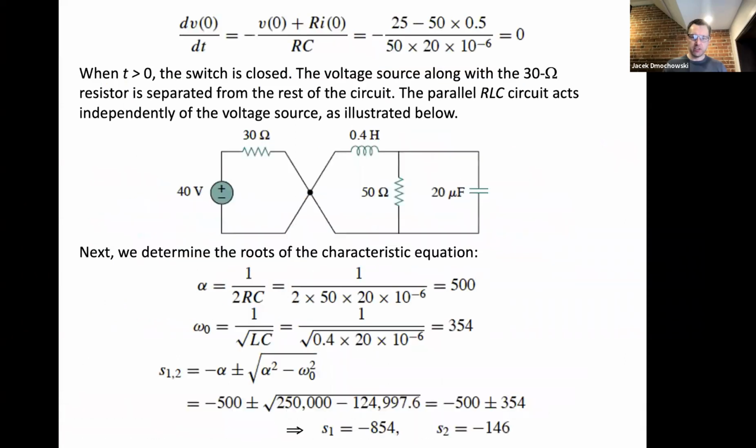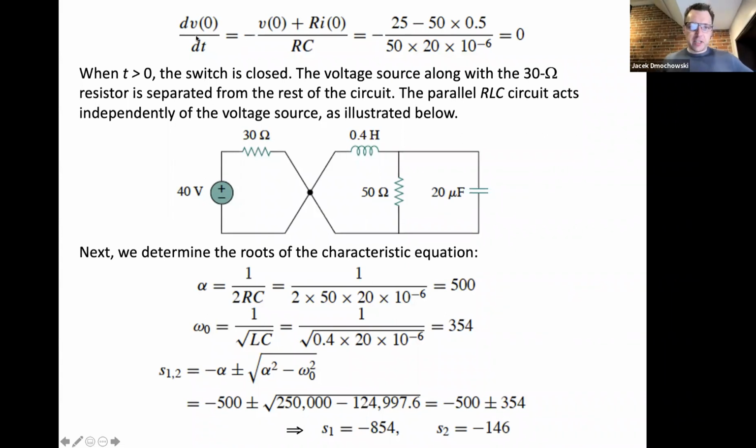This is why I talked about it earlier. I'm not particularly thrilled with this picture. To me, it causes more confusion than anything, but what this picture is trying to show is that these two circuits are decoupled. Right? So that's what I was going on about previously. The RLC circuit here is separated from the battery and the 30 ohm resistor.